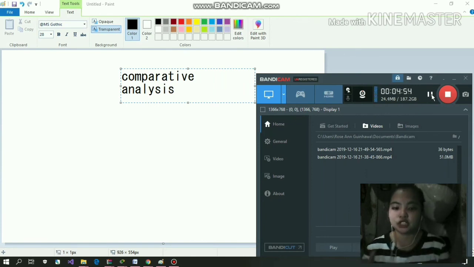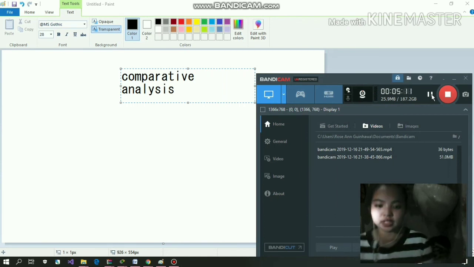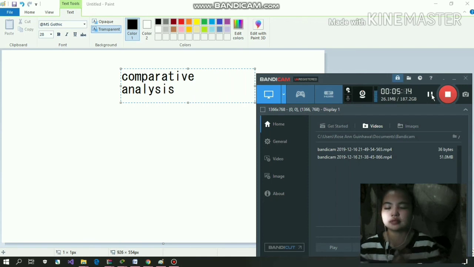So for the last topology that I will discuss to you for the comparative analysis of the different topologies in this video is the ring topology. The ring topology, also known as the ring network, is a type of network topology where each node is exactly connected to two other nodes, forward and backwards, thus forming a single continuous path for signal transmission.